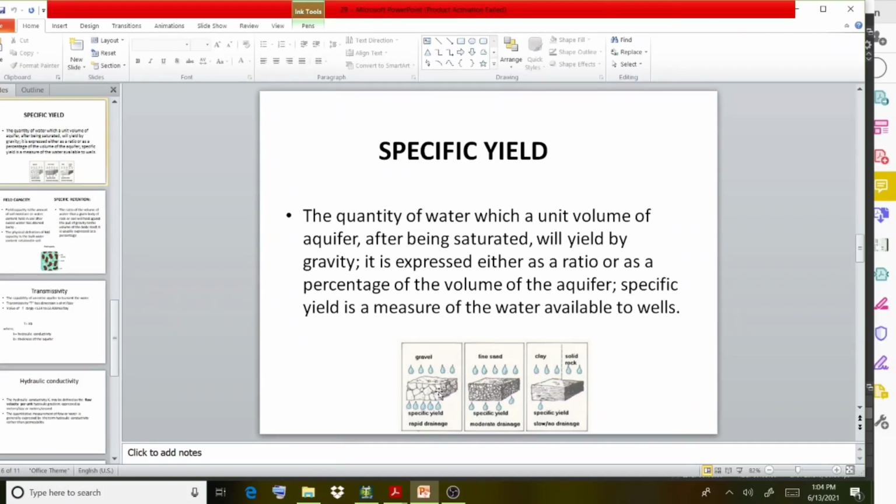If you consider the first case, gravel, the second case fine sand, and the third case clay or solid rocks, and you allow some water to fall through that material, you can clearly observe that in the case of the first one, gravel, it is very rapid drainage, and the water coming out will be very much. In the second case it is moderate drainage, the water coming out is limited. The third case is very slow, or no drainage, in the case of solid rock.